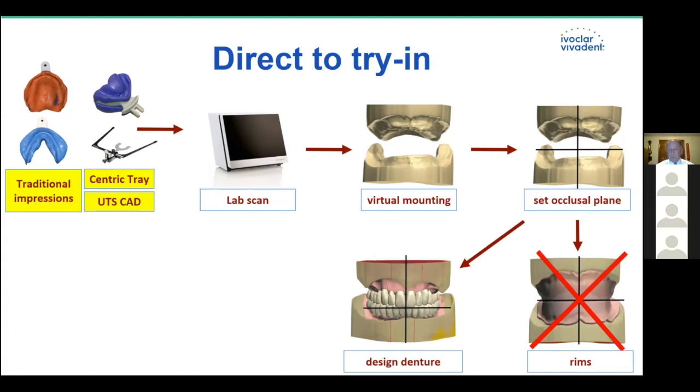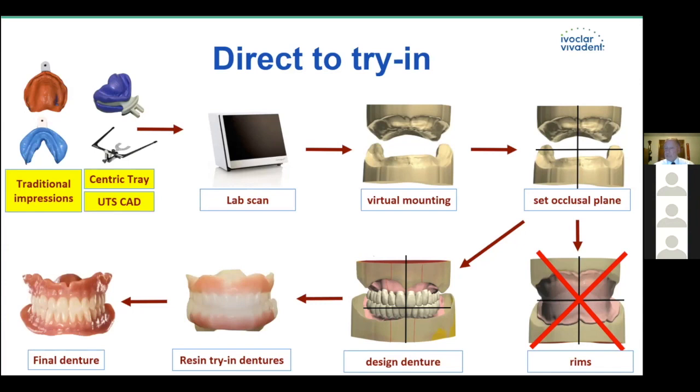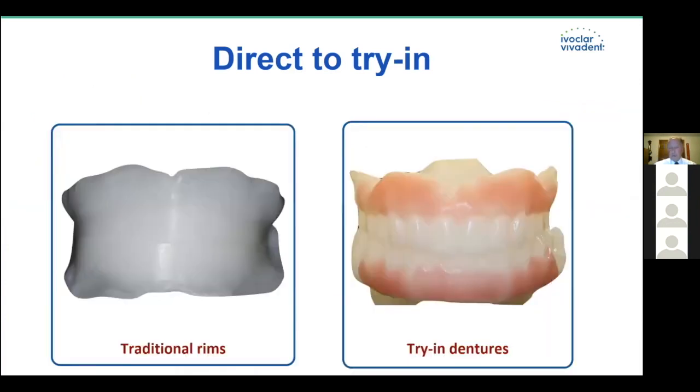And this is why the workflow is referred to as directed try-in. And it's a great workflow because it doesn't get encumbered with this traditional idea of having to have rims. I much rather have teeth to look at rather than look at an amorphous gob of resin. So we could design teeth, again using the occlusal plane as a guide to help position the setting of these teeth. And then we could make a try-in denture. And from there, we would go to a final denture. So that's the direct to try-in workflow.